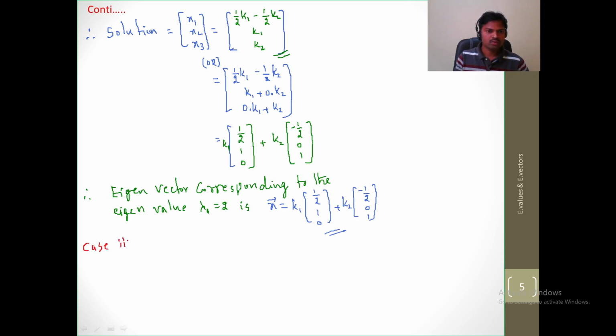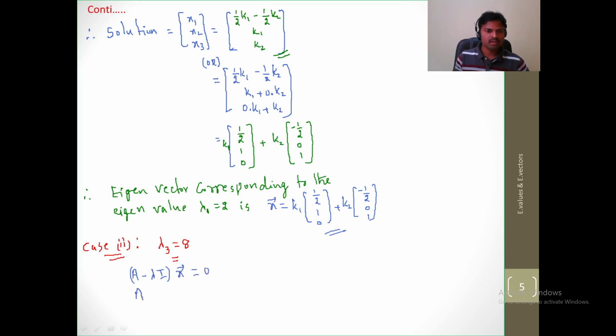Case 2. Now with respect to the third eigenvalue, which is 8, what is the eigenvector? We need to calculate this. Again same story, (A minus lambda I3) x bar equal to null vector, right?